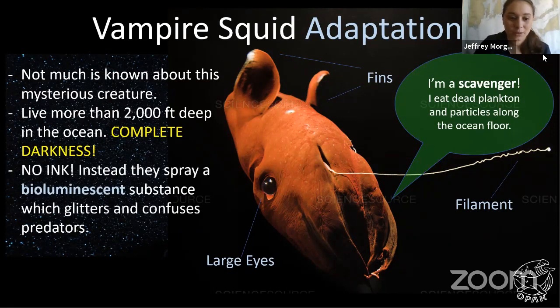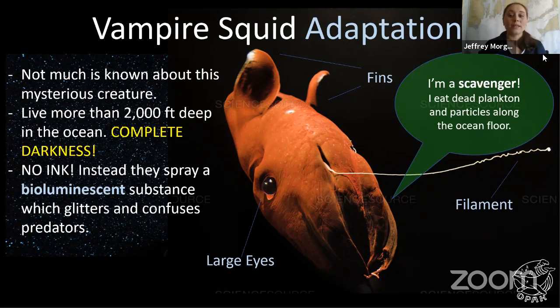So you may be asking yourself, what are plankton? Plankton are just creatures that cannot swim against a current. Some plankton are really big, like jellyfish. Jellyfish are really big. And some plankton are really small microscopic creatures, okay? And when those really small microscopic plankton die, they sink down, down, down to the ocean floor. And that's what the vampire squid eats.